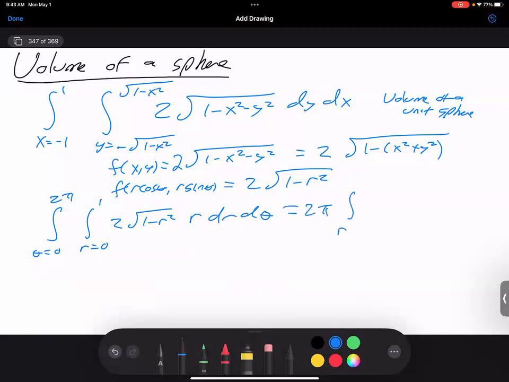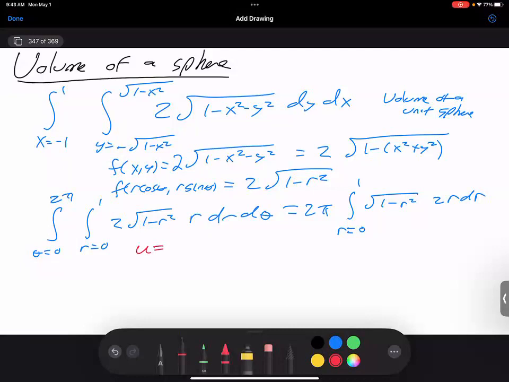The integral r goes from 0 to 1. I've got a 2 coming out as well. And I've got the, well, I'll keep the 2. I've got the square root of 1 minus r squared 2r dr. This is screaming at you to do something. What is it screaming at you to do? U substitution. What should we take u to equal?